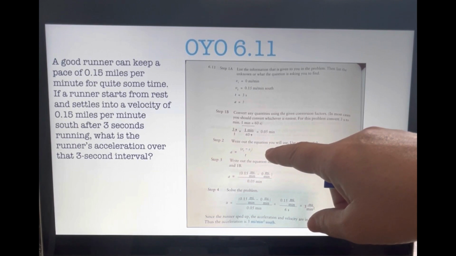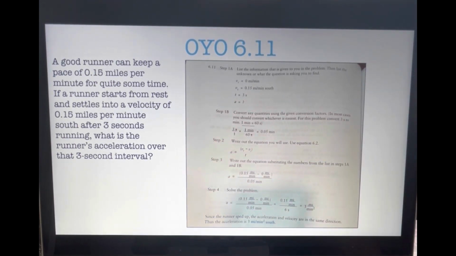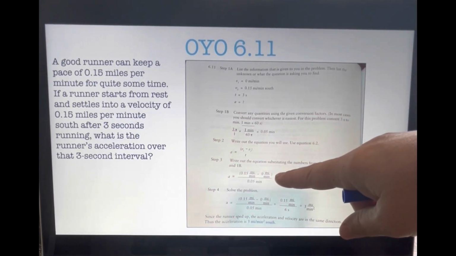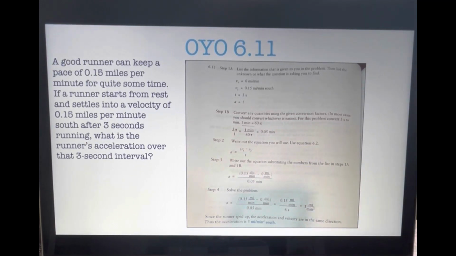We're going to write the equation that we're going to use. Once again, this should have had a divided by sign. Step 3, write out the equation, substituting the numbers from the list in steps 1A and 1B. So here we go. And then solve the problem. We have 3 miles per minute squared. Since the runner sped up, the acceleration and velocity are in the same direction. Thus, the acceleration really is 3 miles per minute squared south.